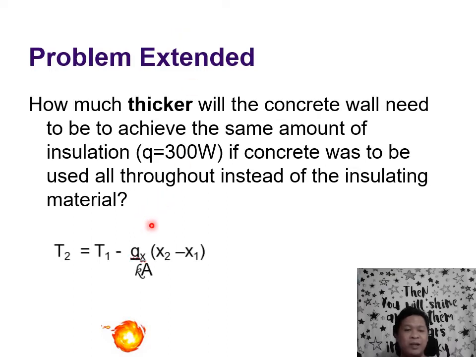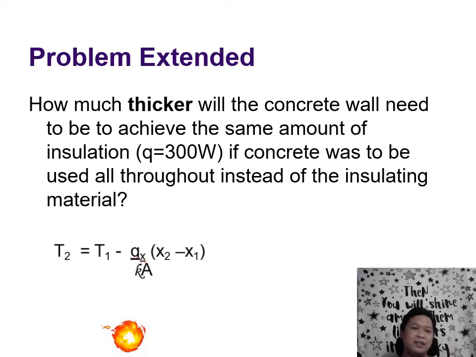So imagine kumuha ka ng basketball player, pahigain mo siya, ganun kakapal yung dingding ng konkreto na kailangan mo to achieve the same amount of insulation as compared to yung 5.7 cm of insulation, which is just about this thick.